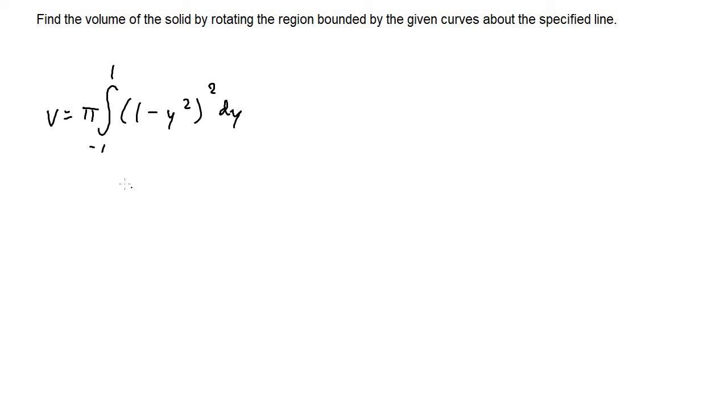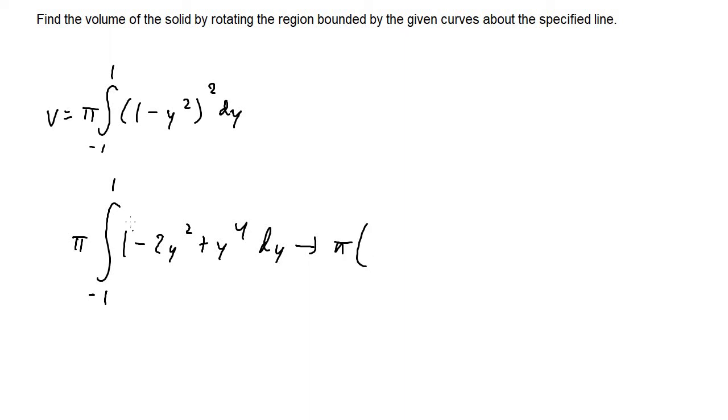Now if I go ahead and FOIL what's inside the integral so I can simplify and make it easier to integrate, we have (1 minus y squared) squared, which is 1 minus 2y squared plus y to the fourth. So I can rewrite it as pi times the integral of 1 minus 2y squared plus y to the fourth dy, and our bounds of integration stay the same, from -1 to 1. So now we have pi times the integral of 1 with respect to y, which is just y. We have minus the integral of 2y squared, which is -2/3 y cubed. And then plus the integral of y to the fourth, which is y to the fifth over 5.